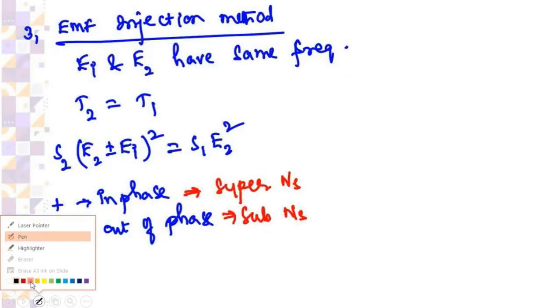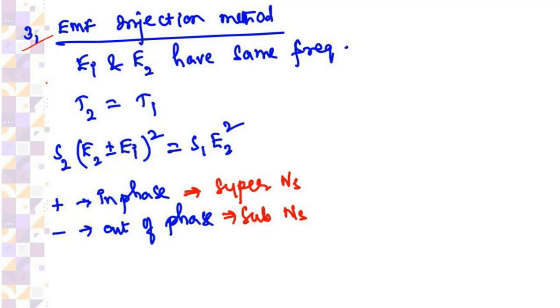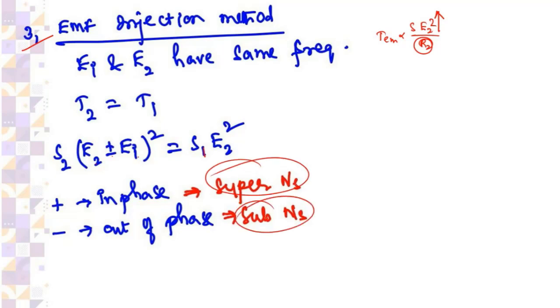Now, similarly, there will be another method, that is rotor EMF injection method. So if you add the EMF, then induced EMF increases. So the torque equation is this one, S into E2 square divided by R2. I'm keeping the resistance as constant. I'm increasing the EMF now. So S2 into E2 plus or minus Ei whole square. If I add the EMF in the same direction, it will be addition. If I add the EMF out of phase, it will be minus. So S2 into E2 plus or minus Ei whole square is equal to S1 into E2 square.